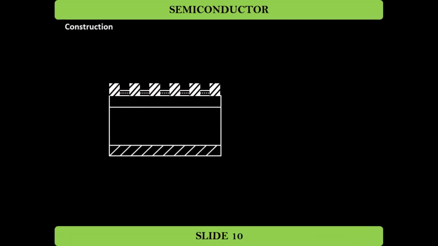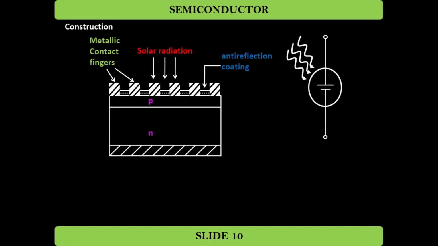Let's talk about the construction quickly. Basically, you can have a look at the construction. It consists of a PN junction. P is coated with an anti-reflection coating. This is how solar radiation would be incident on it. These are the metallic contacts.